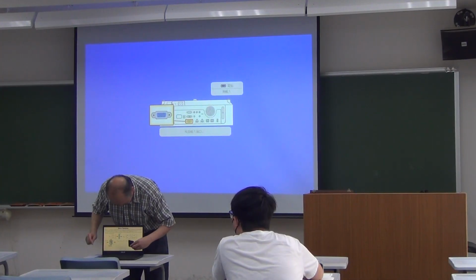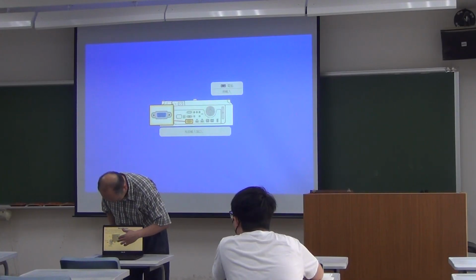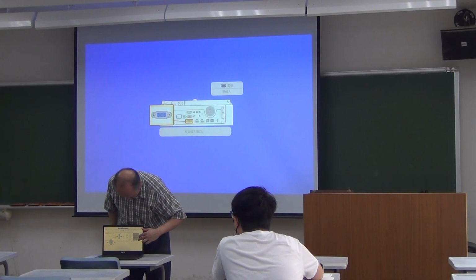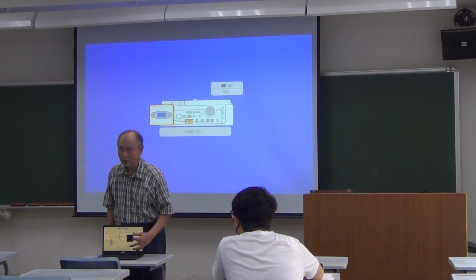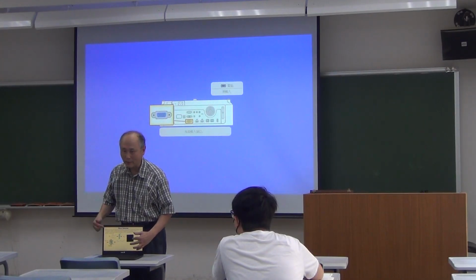Let me do it again. You can see something from this. And then when you rotate it, wow. This means that the light coming out from this screen is fully polarized.